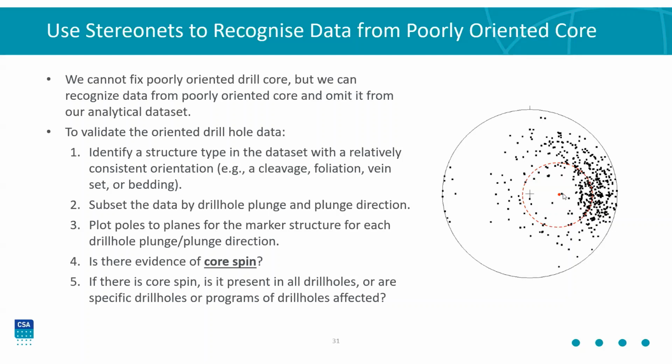And so what this means is that the orientation line has been moving around the core axis. So the drillers haven't been orienting correctly. And so that means this is what we call core spin. And so you want to just recognize data that has got core spin. So is it for the whole drill hole, or is it only for certain intervals in the drill hole? Is it just that one drill hole, or is the whole program affected? You can start to filter this data in.